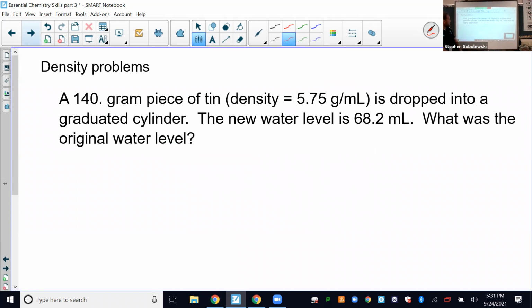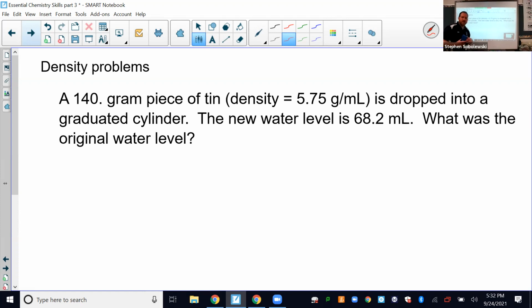A 140-gram piece of tin, density 5.75 grams per milliliter, is dropped into a graduated cylinder. The new water level is 68.2 milliliters. I should have clarified, there was water in the grad cylinder. The new water level is 68.2 milliliters. What was the original water level?